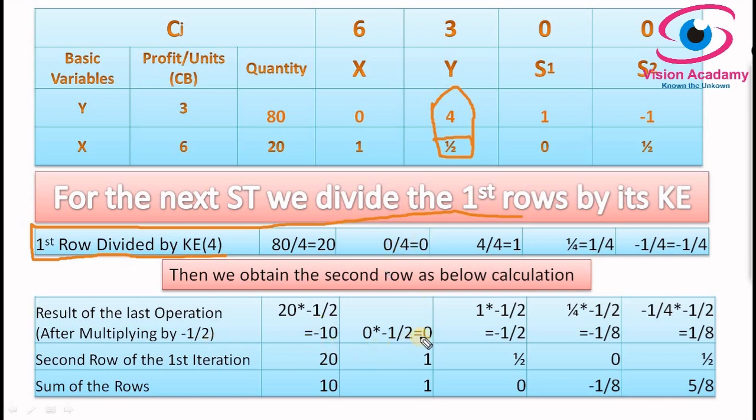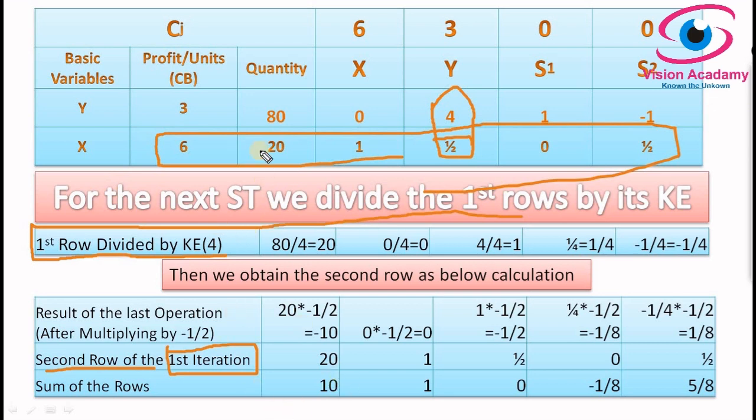0 into minus 1 by 2 is 0. 1 into minus 1 by 2 is minus 1 by 2. 1 by 4 into minus 1 by 2, the value will become minus 1 by 8. Minus 1 by 8 into minus 1 by 2, the value becomes 1 by 8. So after this operation, I will consider the second row of the first iteration. Very importantly, you should keep in mind that for the first iteration, and in the last iteration, both values are the same. So I have considered 20, 1, 1 by 2, 0, 1 by 2.